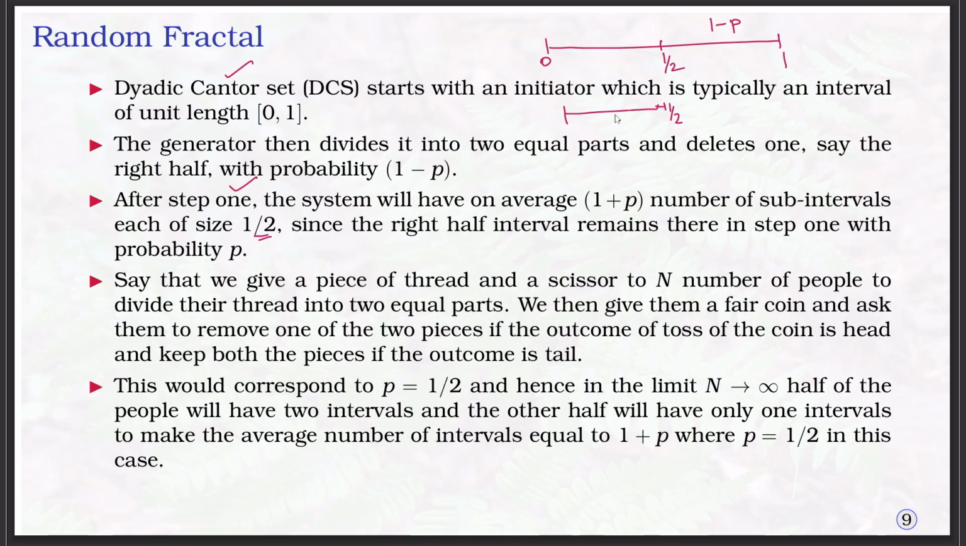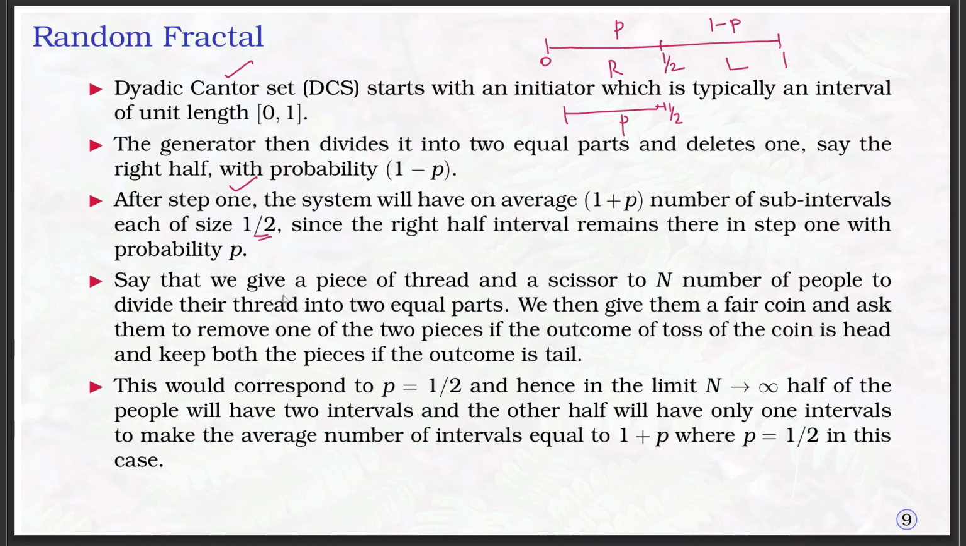This is the left hand, this is the right hand. The right hand interval remains there in step 1 with the probability p. This is confirmed. After the first step, the right hand remains with the probability p, and the left hand side with the probability 1 minus p.